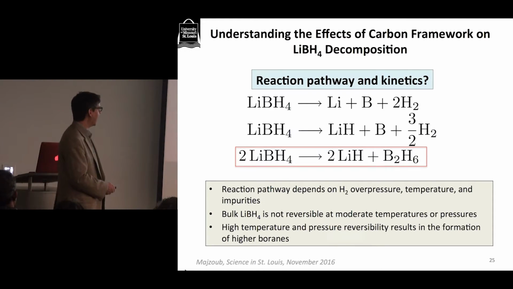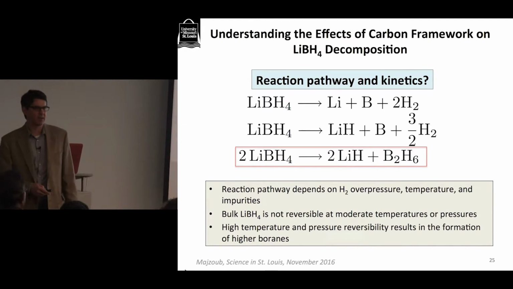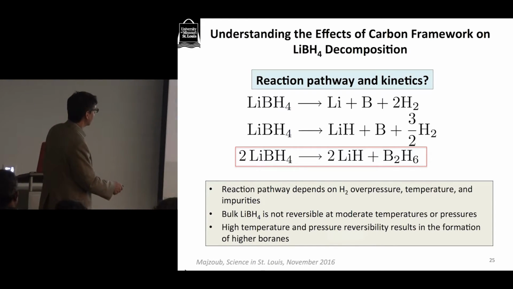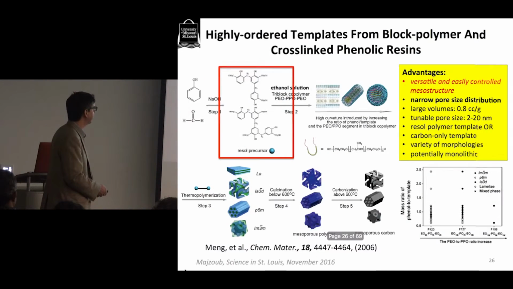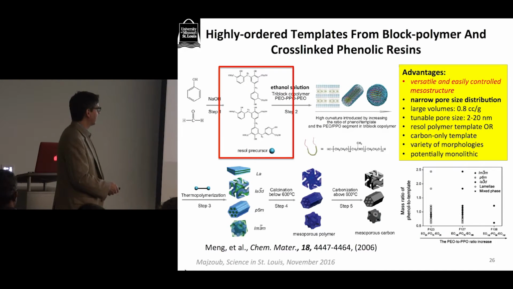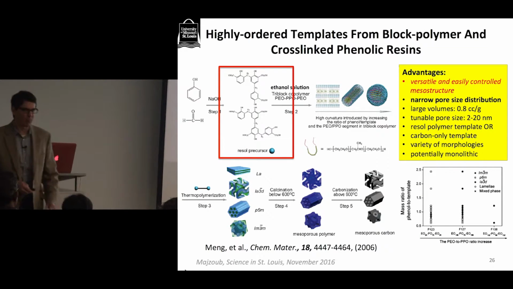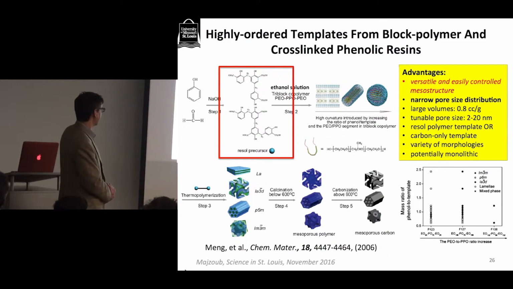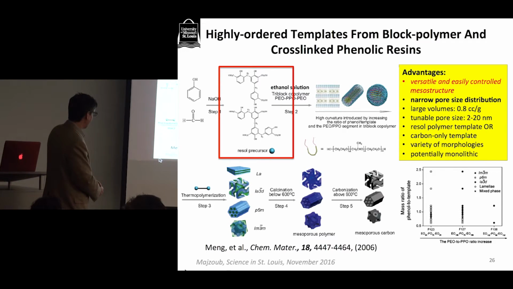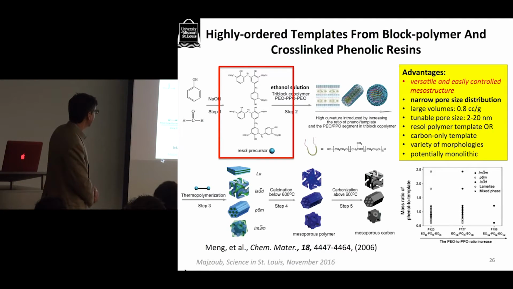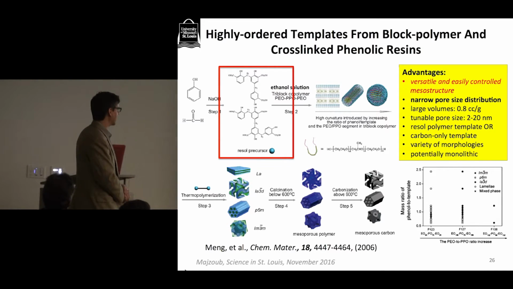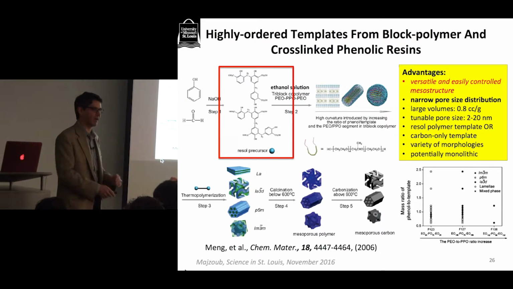Okay, so how can we utilize some of these materials that we're making to control some of these reaction pathways? And maybe we can utilize some of these other reaction pathways. In order to make some of these framework materials that I mentioned earlier, we use a chemical process, and this is a process that we actually didn't invent. It was invented by Meng and coworkers in 2006, and we've been using and modifying this process for a number of years. But I'll just describe the basic idea here.